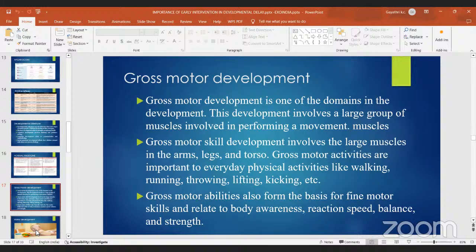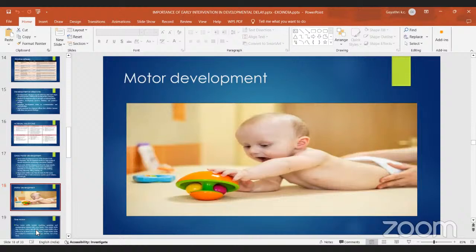Next are gross motor abilities. They also form the basis for fine motor skills and relate to body awareness, reaction, speed, balance and strength. Can you see in this picture how the baby is able to grasp? It is the stretching of the whole hand. The baby extends with full extension of the elbows, partial flexion of the shoulder joint, extension of the wrist joint and fingers to grasp the toys. This is gross motor function, how the group muscles are activated.